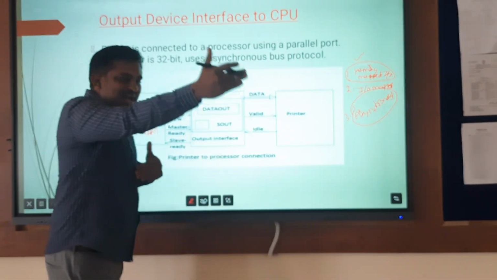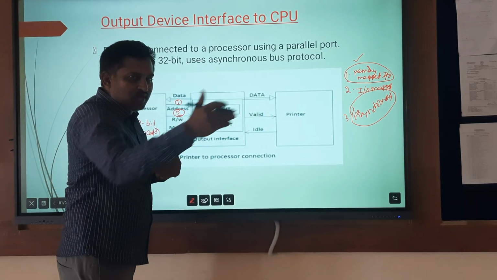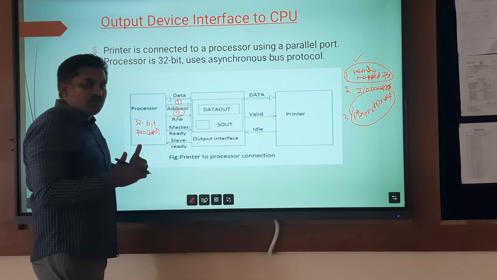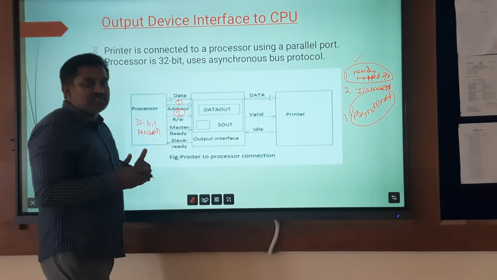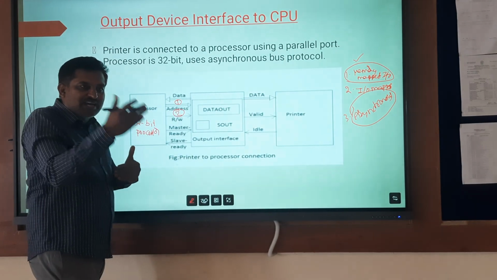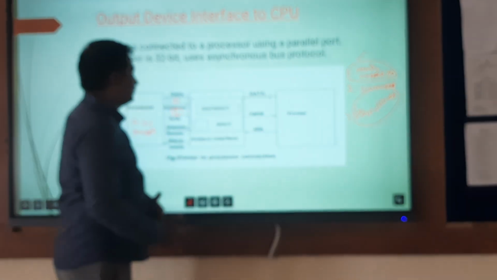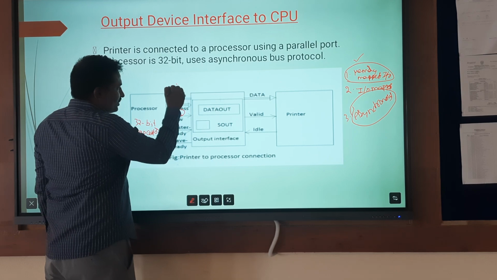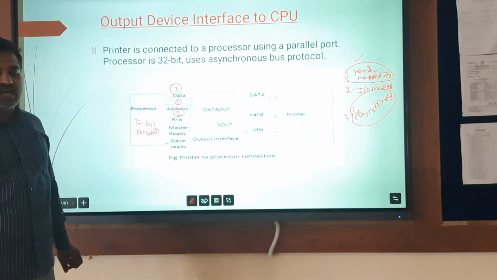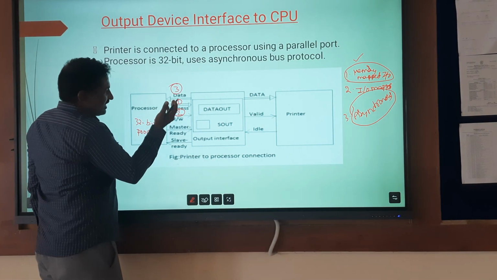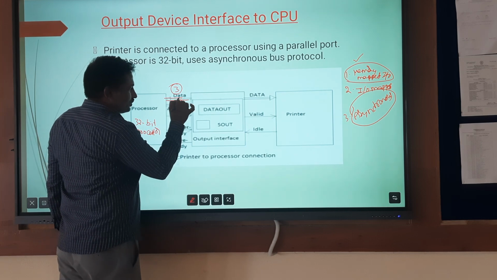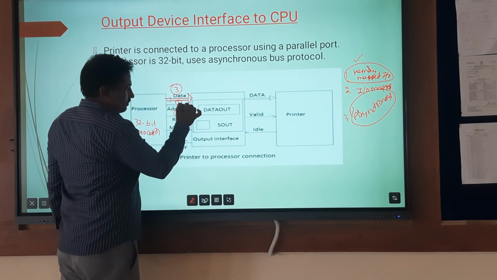So first the processor has to assign the address to the slave device. Next, the processor has to inform the slave device with the help of the control signal read/write bar equal to 0, so that it can be identified that the write operation is going to be performed. Next, the third important step is that data is placed on the data bus. See my dear friends, here the direction drawn is towards the processor, but it is wrong. The direction is towards the printer.